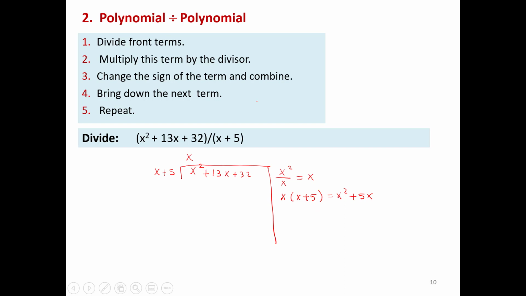Now we need to change the sign of the third step and combine. We had x squared, that's negative x squared. Negative 5x. Combine. Cancel out. 13 minus 5 is 8x plus 32. This is 8x. Then we bring the 32 down and we start the procedure again. Then we divide the front terms: 8x divided by x.